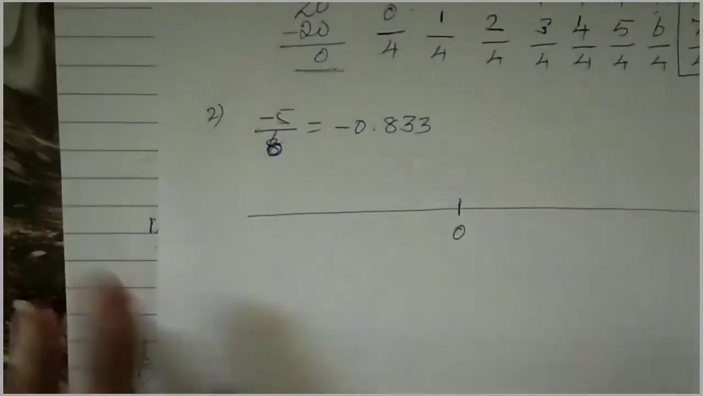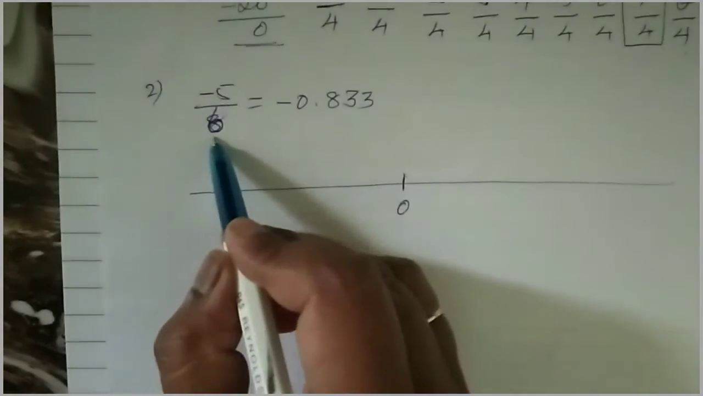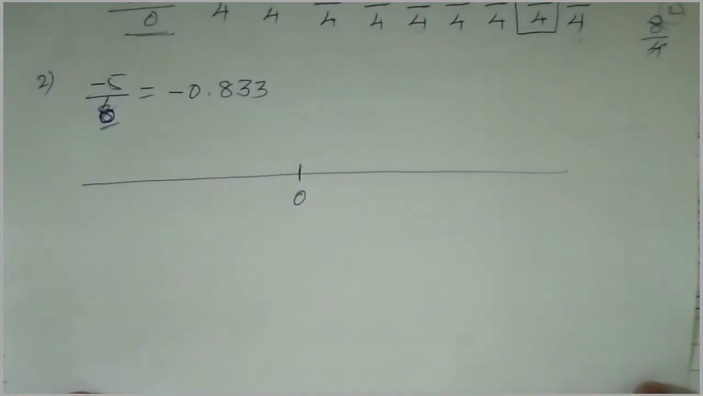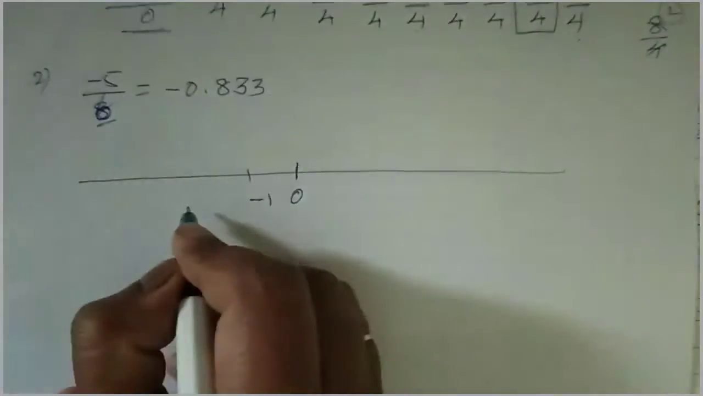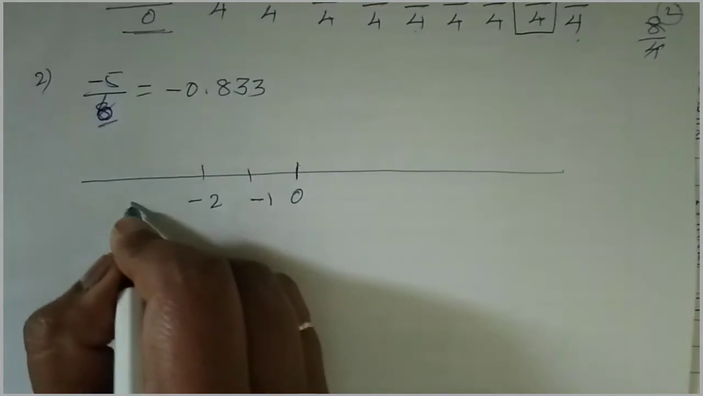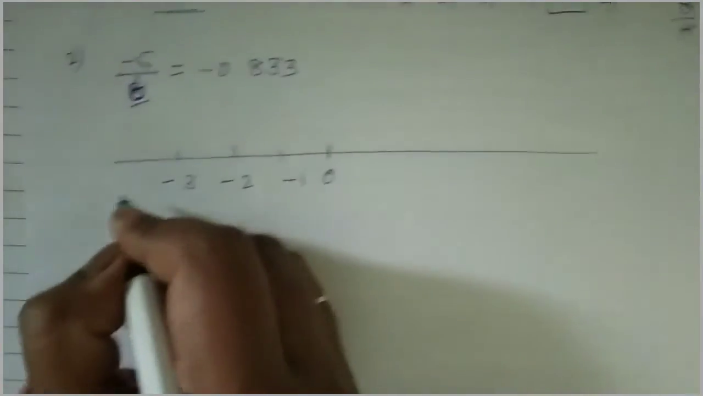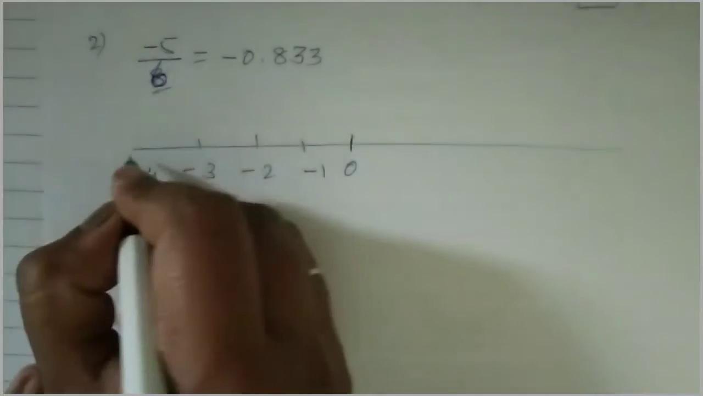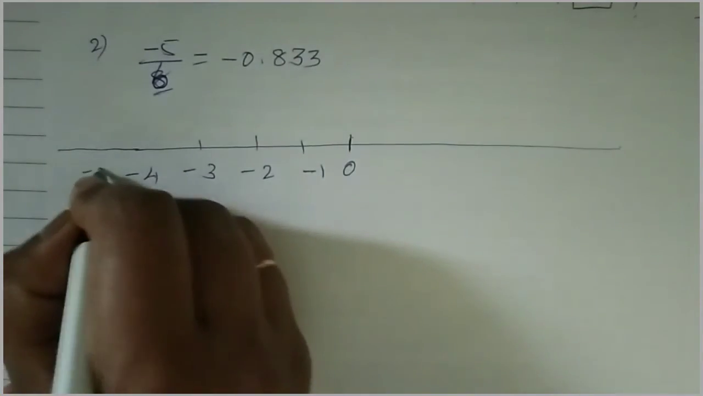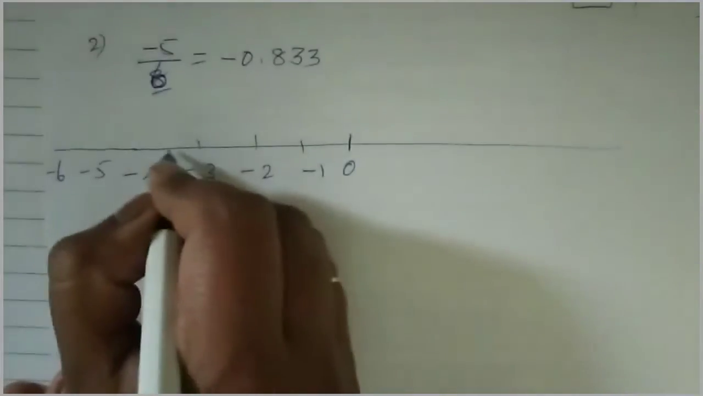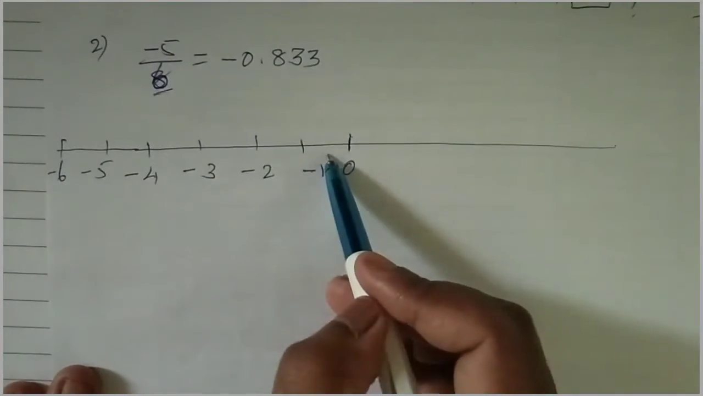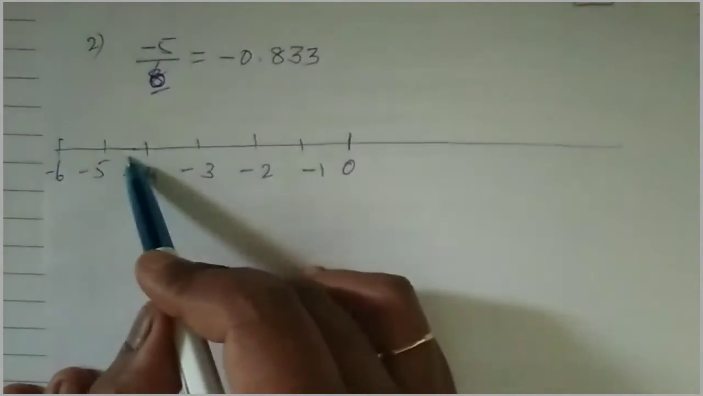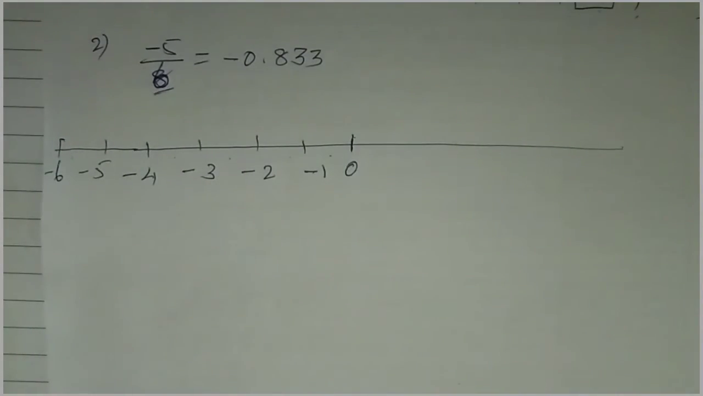So, this is your 0. After that, how many portions do we need? 6 portions. 6 portions means, here we have to take minus 1, and then minus 2, and then minus 3, minus 4, minus 5 and minus 6. Okay, just count the portions. 1, 2, 3, 4, 5, 6. Totally 6 portions are there.